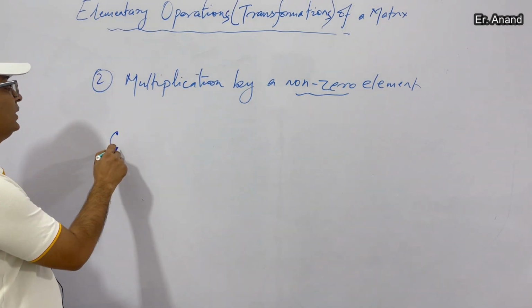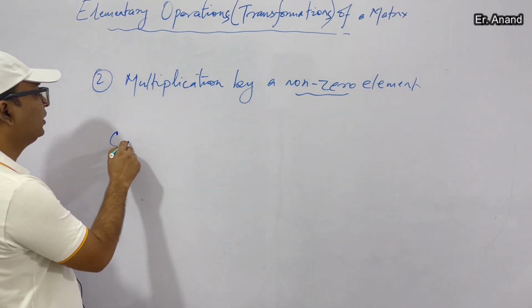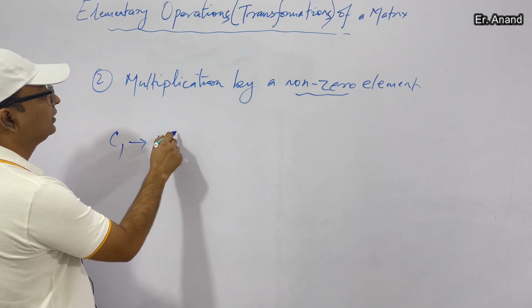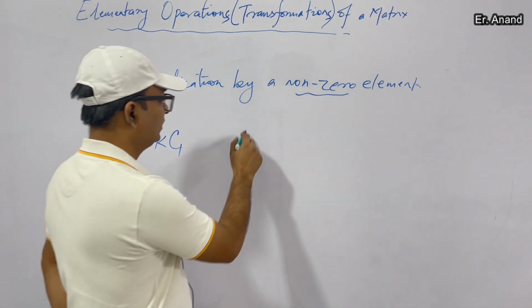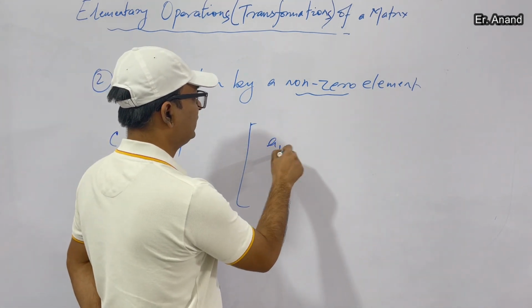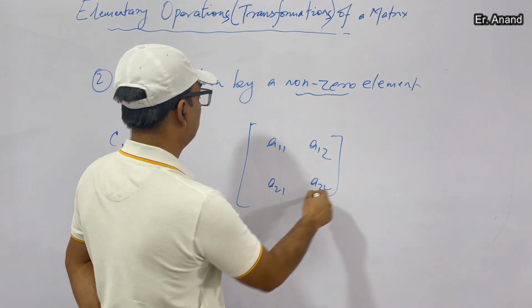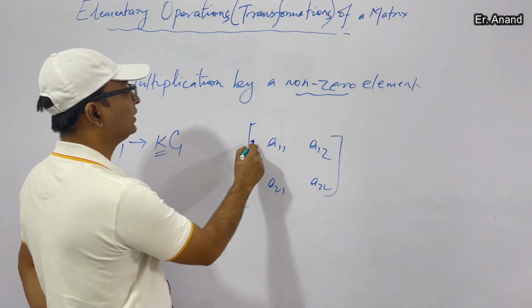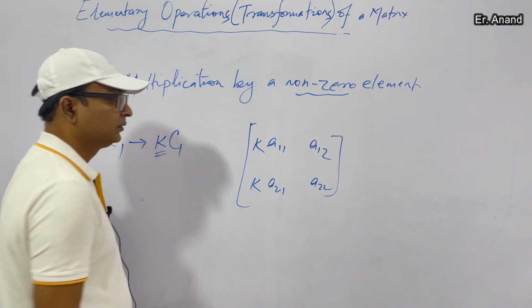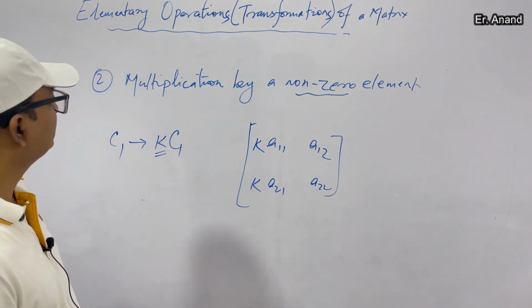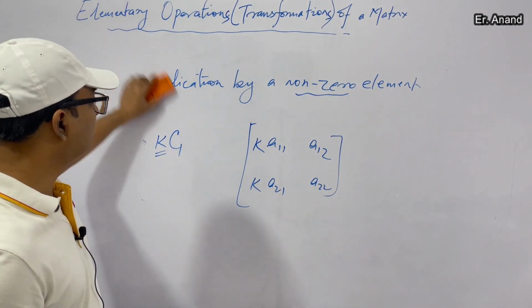Or you can say the fourth one is for columns. Let's say column 1 is multiplied by k. Initially our matrix was this. Column 1 has been multiplied by a scalar k, so this is now k. Okay. Let's see the third one.